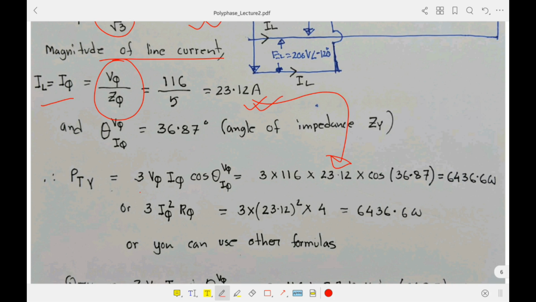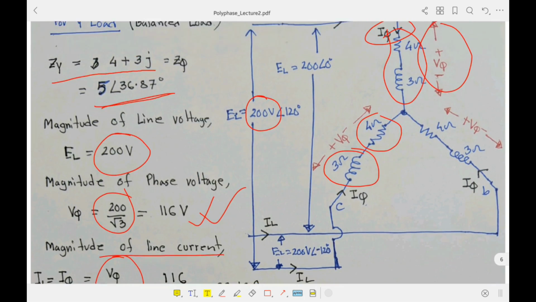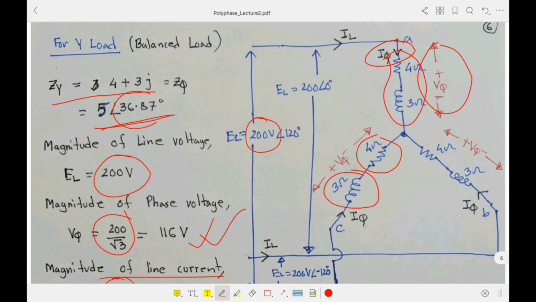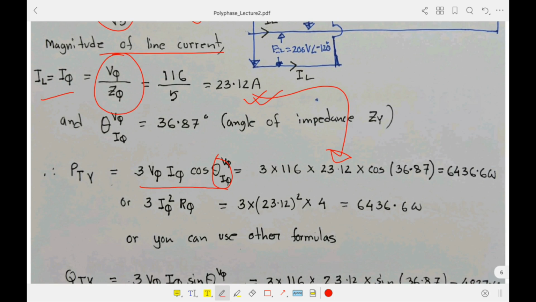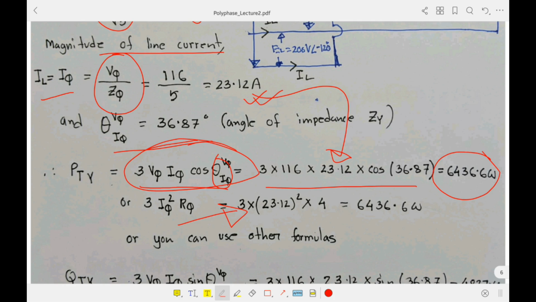So we know the power equation: 3 V phi I phi cos theta. So we need this cos theta. Theta can be found from the angle of the impedance. Here the angle of the impedance, if you notice, was 36.87 degrees, so that is our theta. Now we can put in these values, and it comes out as 6436.6 watts. You can also use the other formulas, but I recommend using the first one.